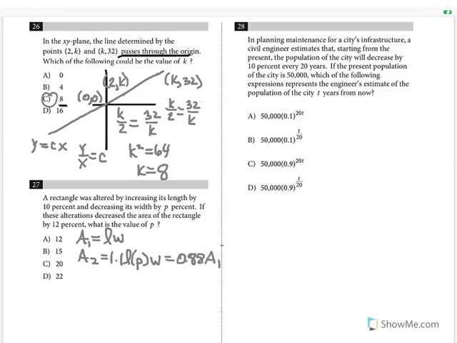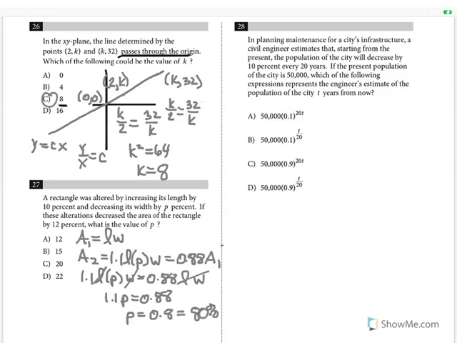Okay. Now we're going to have to substitute. All right. So we have 1.1 length times p times W equals 0.88 times, and that A1 is length times width. Now that's going to divide out length times width, and we get 1.1p equals 0.88. And now p equals 0.8, which equals 80%. So that p in that second area, we're looking at 80% of the original width. So that is a decrease of 20%.